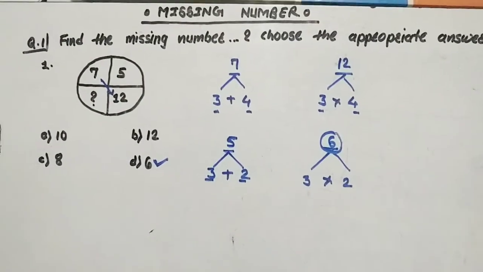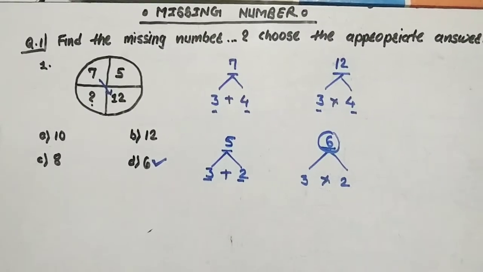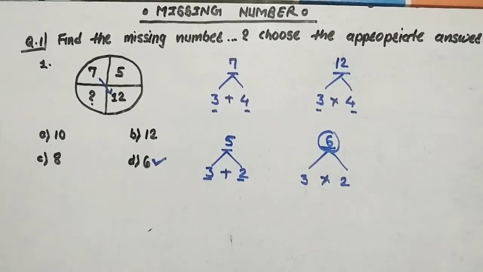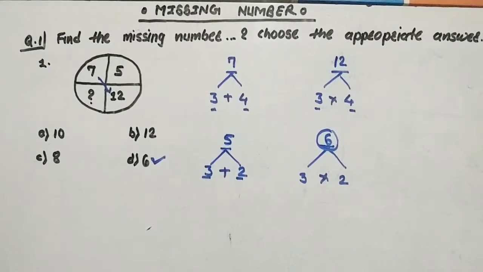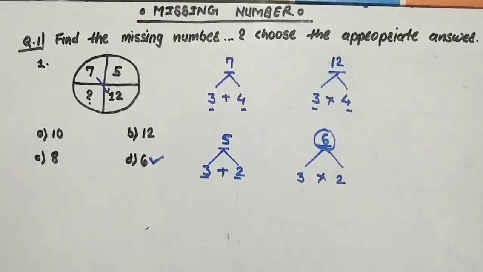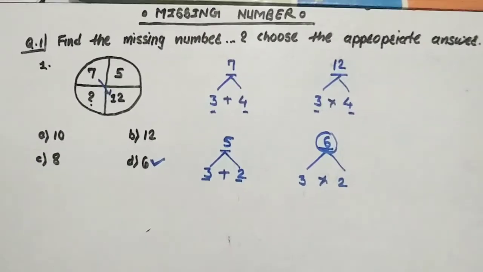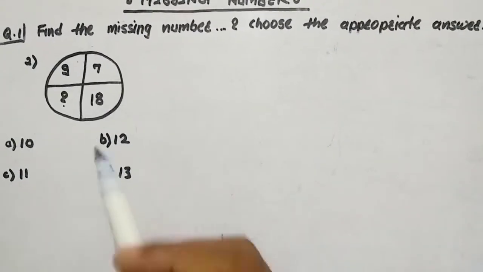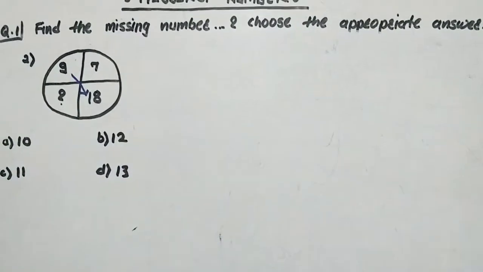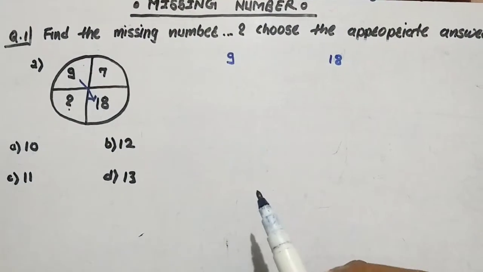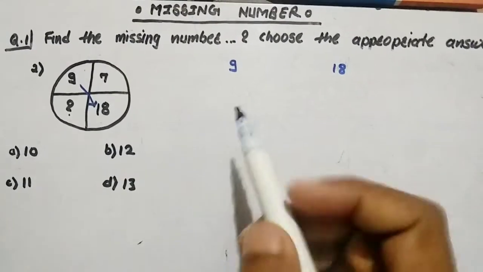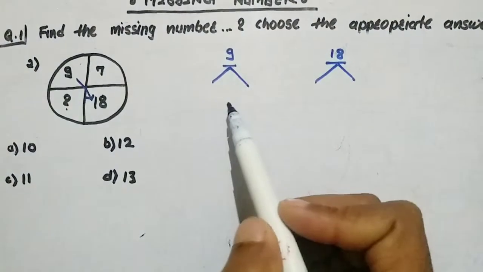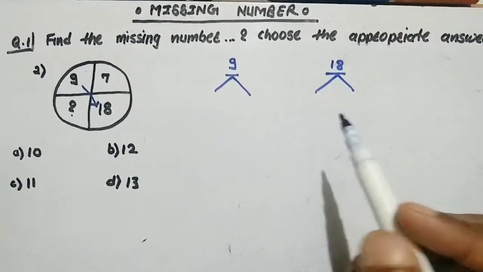So what logic is used here? Find out those two numbers when we add and when we multiply with each other, right? So let's move on to the next question. This is the second example: 9, 7, question mark, 18. First we link these two numbers, that is 9 and 18. This is always similar to previous problems. Find out two numbers which when we add and when we multiply to each other give these values.